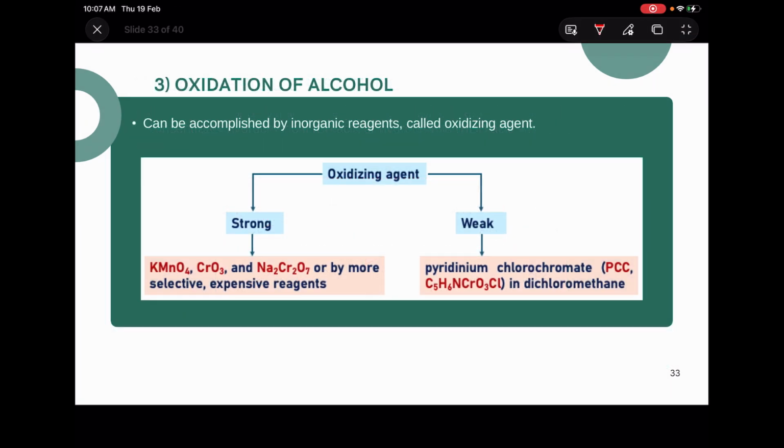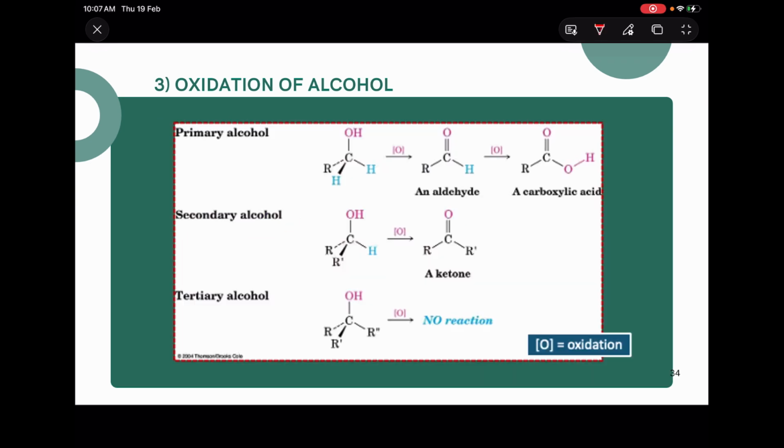Next is the last reaction for this chapter, which is the oxidation of alcohol. In the oxidation of alcohol, they will use either a strong oxidizing agent or a weak oxidizing agent. Examples of strong oxidizing agents are potassium permanganate, CrO3, or Na2Cr2O7. Meanwhile, for a weak oxidizing agent, just PCC, only PCC lah. So remember PCC, remember the weak oxidizing agent. Different oxidizing agents will give a different final product. For example, like this one.